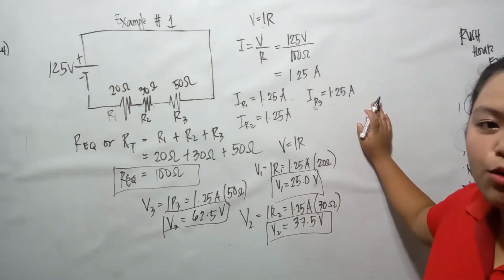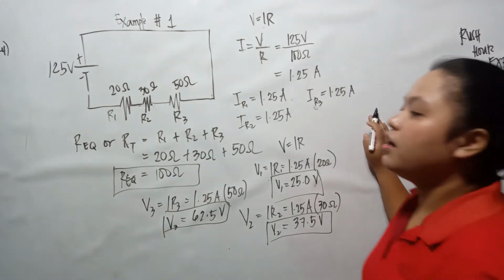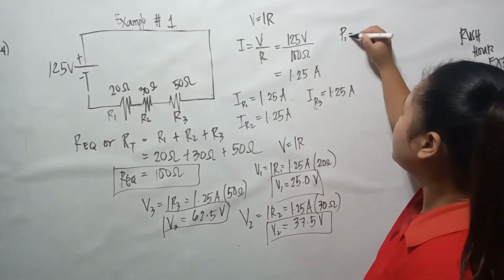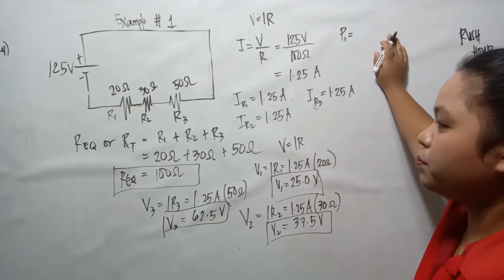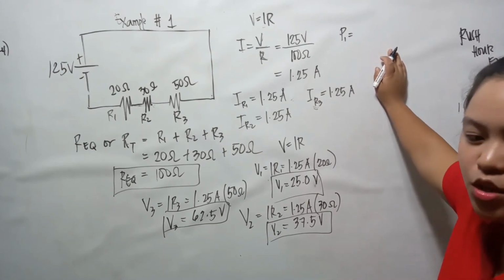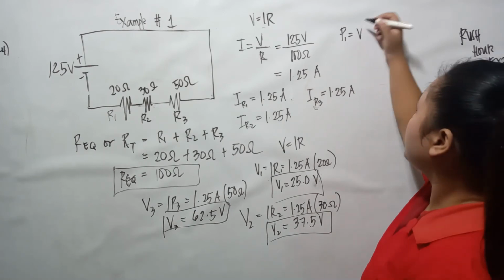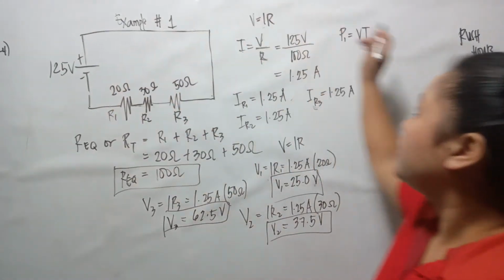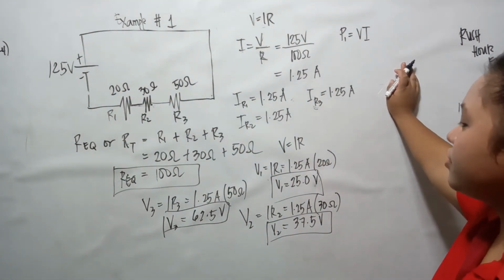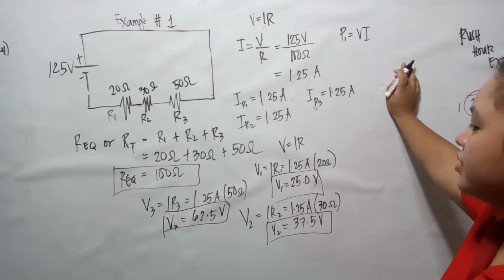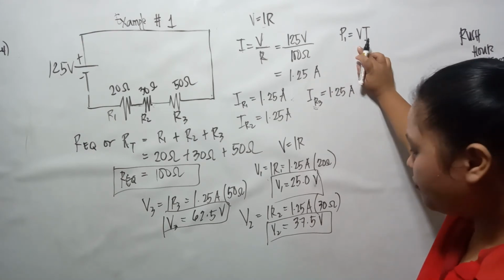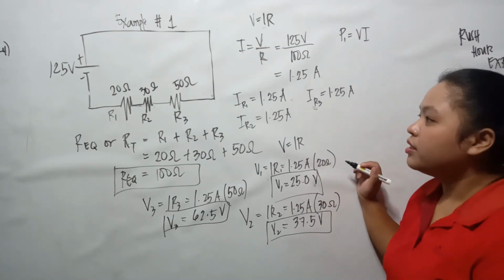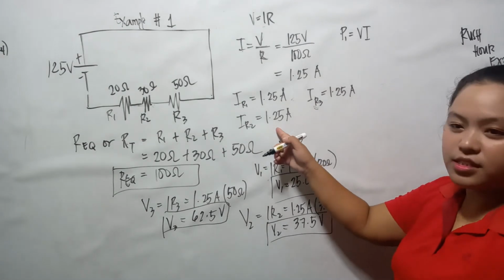Next is the power dissipated through each resistance or resistor. So we have P1, P2, and P3. We know that power is equal to voltage multiplied by current. We know the voltage drop of each resistor, and we know the current is the same.